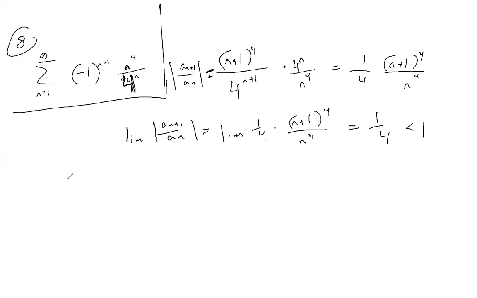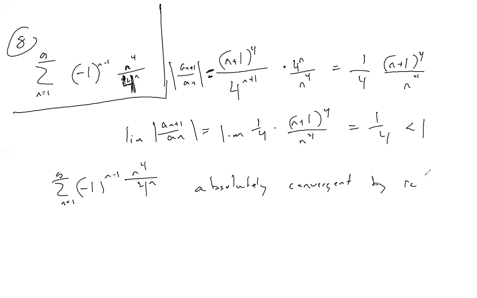And what do I know about absolutely convergent series? They're also convergent. So I would say the series of (-1)^(n-1) n^4 over 4^n, my series is absolutely convergent by ratio test. So it is convergent.